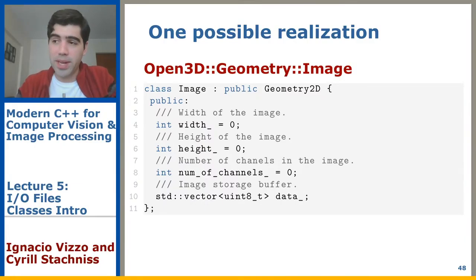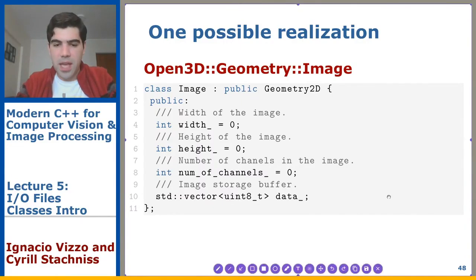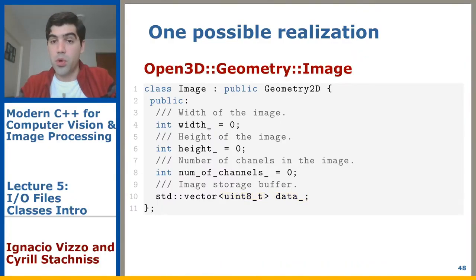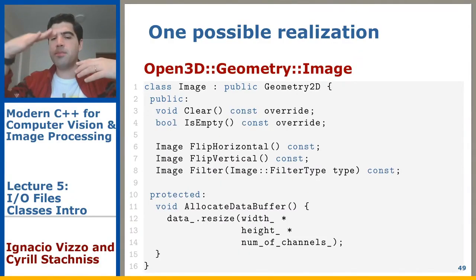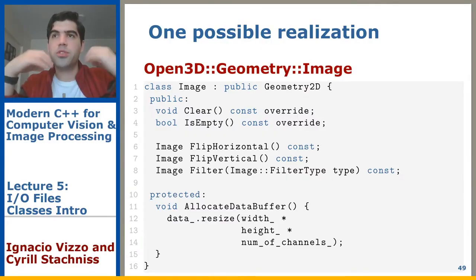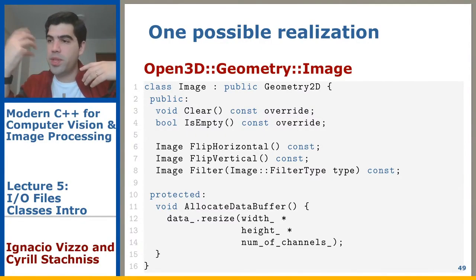So this is one possible realization of the image class, again taken from Open3D. In this case you will have a width and a height, that is basically the rows and the columns. You will also have the number of channels and a vector with this type. This is basically 1 byte, so this is 8 bits, and this is going to be the buffer with all the image information. So this is how these people did it, and it's really common to do it like this. So these are all the private members of your class, of your new type called image. And this is not the implementation, but the definition of some functions that you might want to use with this particular new type.